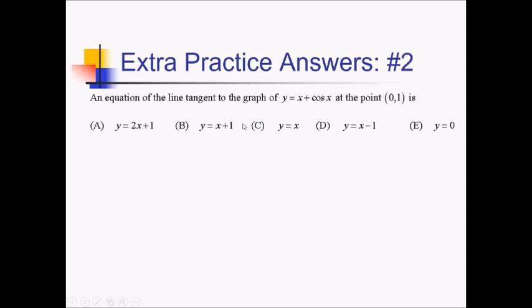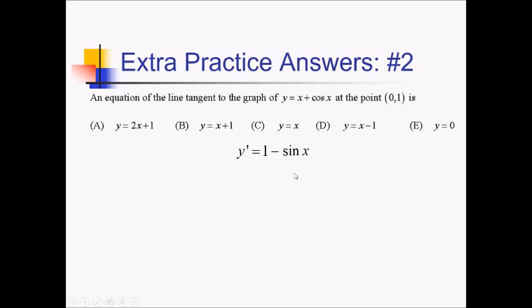For this problem, they want the equation of the tangent line for y equals x plus cosine of x at (0, 1). So I already have a point to plug into point slope. I just need the derivative of this function at (0, 1). So let me do y prime here. That's going to be 1 plus the derivative of cosine, which is negative sine of x.